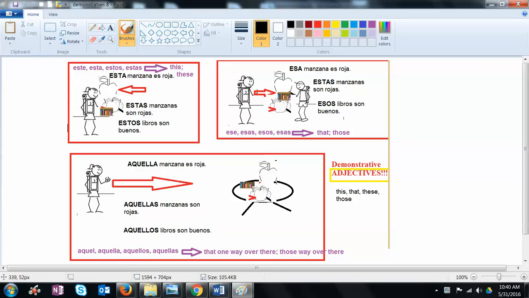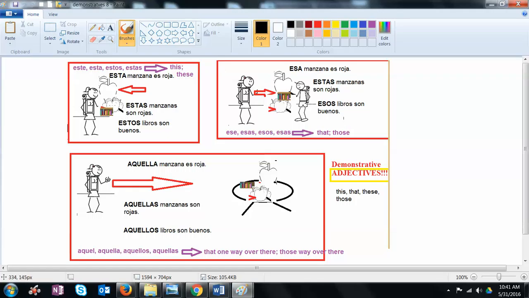whenever you are talking about something close to you, you're going to use a form of este, and your options are este, esta, estos, and estas. Este and esta mean this, and estos and estas mean these. And so if whatever is close to you happens to be something feminine, like if I want to say this apple is red, it's one apple and it's really close to me, I would say esta manzana es roja. I'm choosing esta because it's feminine and it's singular, and esta is describing apple, which is also feminine and singular.